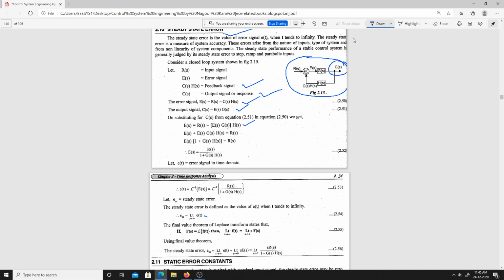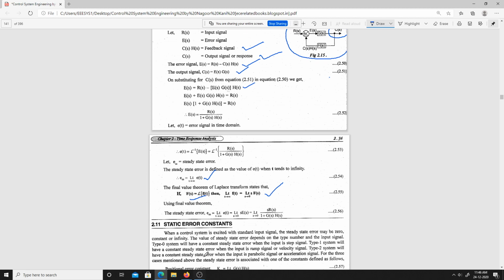So this is what we are having. Now here I am taking the final value theorem of the Laplace transform, which states that if F of s equals the Laplace transform of f of t, then limit t tends to infinity f of t equals limit s tends to 0 s into F of s. This is the final value theorem.